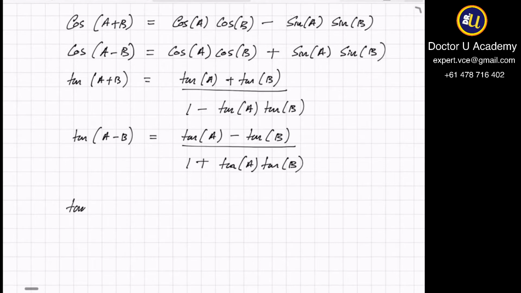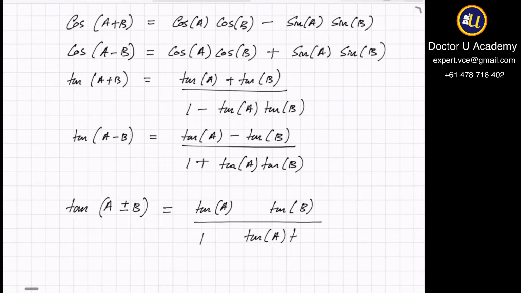Okay, so if you combine these two, now we have to be careful. Tan A plus minus B, then if you get plus first, tan A here, tan B, we will fill the blank later, over 1 tan A tan B, right? So now if you consider plus first, this is going to be plus, this is going to be minus. Then you are going to consider minus, so then this is going to be minus, this is going to be plus.